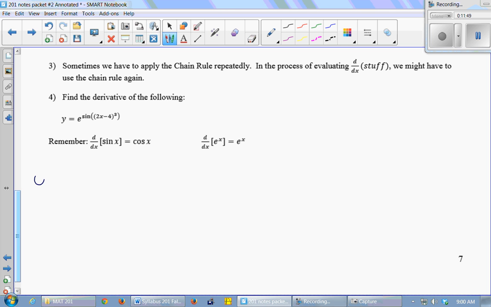So if I want to find y prime, just think of this as e to some stuff, right? E to some stuff. What's the derivative of e to some stuff? Do you remember from yesterday? E to some stuff. So y prime is going to be e to all this stuff.